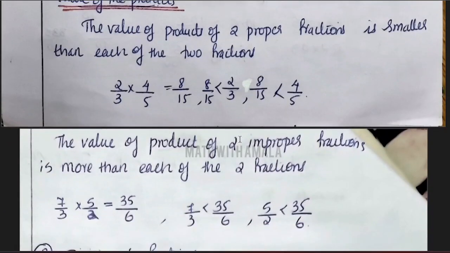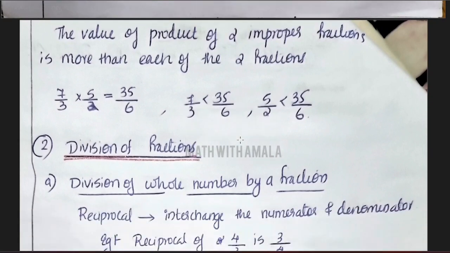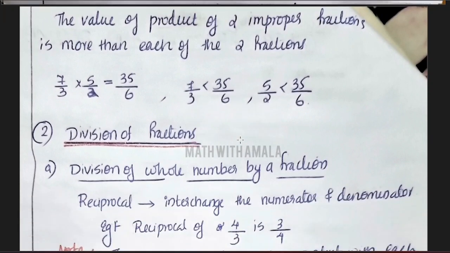The value of the product of two improper fractions is more than each of the two fractions. Here it is the case of improper fractions, where the numerator is bigger than the denominator. For example, 7 by 3 into 5 by 2. The answer is 35 by 6. Here each of the two fractions is actually less than the product. 7 by 3 is less than 35 by 6, and also 5 by 2 is less than 35 by 6.